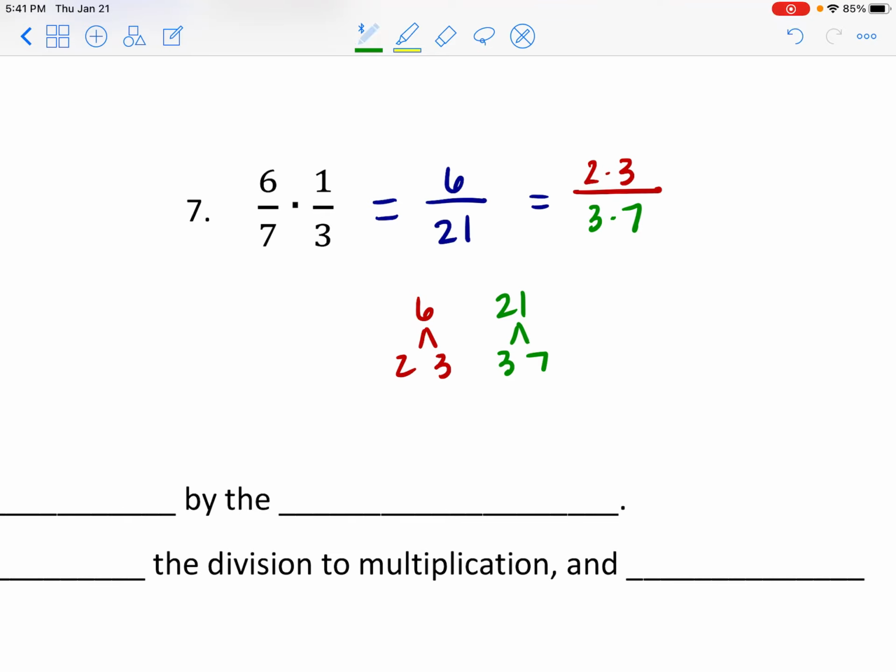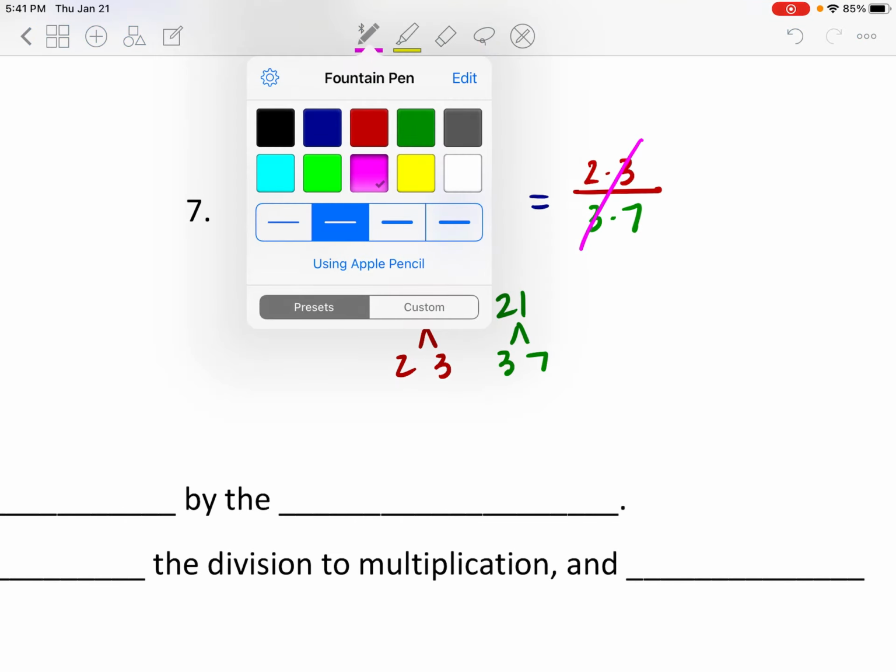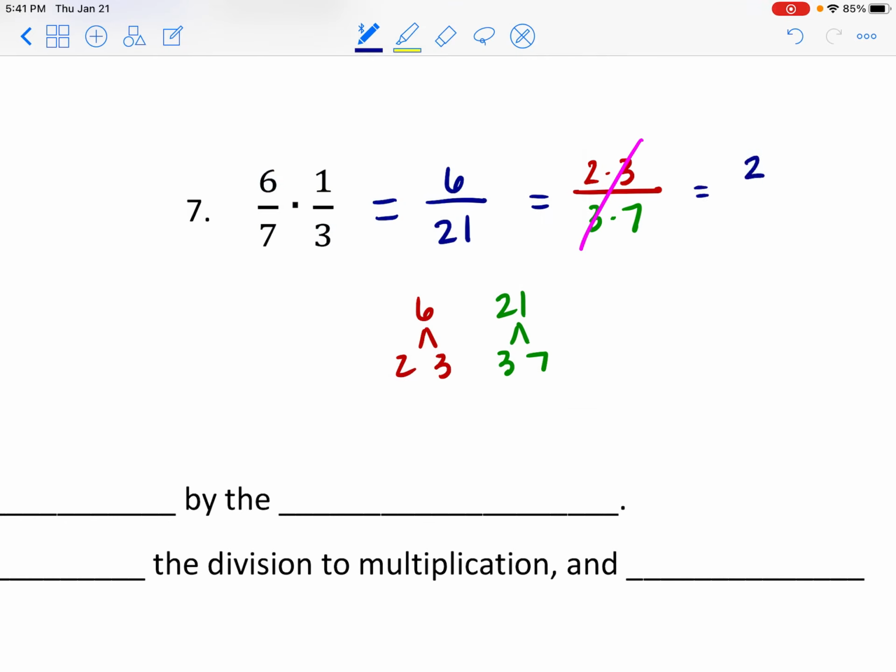We've got a common factor of 3, so those can be reduced out. So this simplified fraction becomes 2 over 7. So we multiply straight across and then we can reduce. Now again, if you're comfortable with fractions and you noticed here that you could reduce, I'm totally fine with that. By all means, if you know the rules, use them.